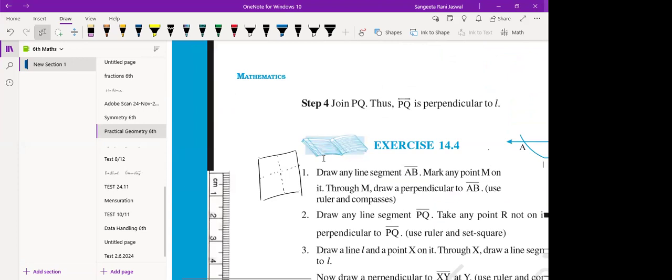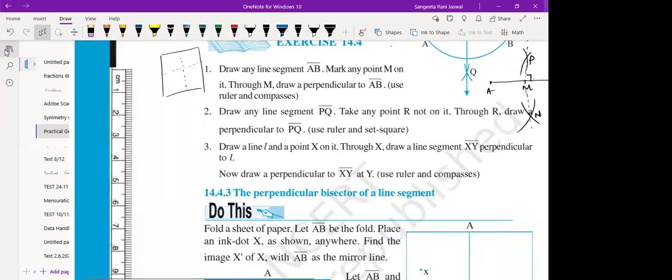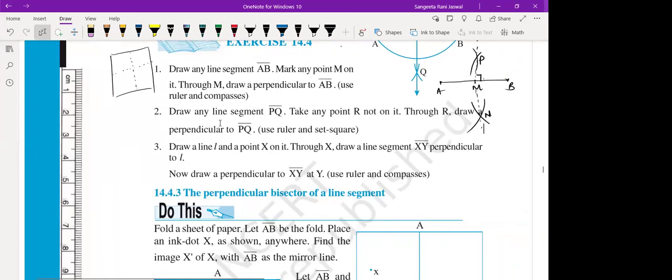Oh, where is the question gone? Here. Okay. Now see, draw any line segment PQ, take any point R on it. To R, draw a perpendicular to PQ. Use ruler and set square. Okay, now this question is talking about the same kind of perpendicular we have to make, but now we have to use a set square. In this case, point R is not on the line this time.